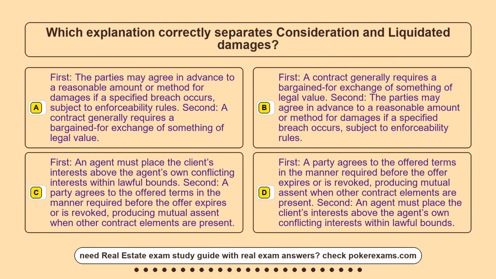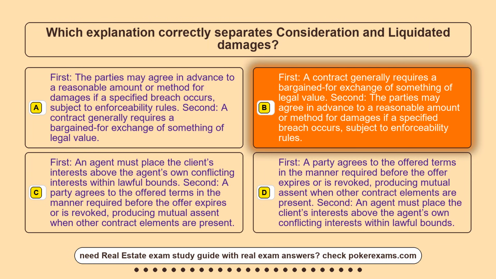First, an agent must place the client's interests above the agent's own conflicting interests within lawful bounds. Second, a party agrees to the offered terms in the manner required before the offer expires or is revoked, producing mutual assent when other contract elements are present. Option D. First, a party agrees to the offered terms in the manner required before the offer expires or is revoked, producing mutual assent when other contract elements are present. Second, an agent must place the client's interests above the agent's own conflicting interests within lawful bounds.